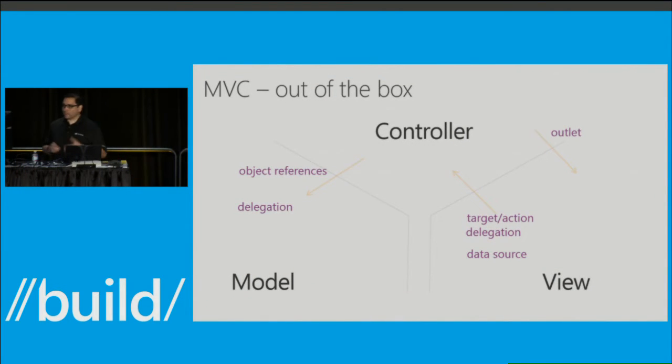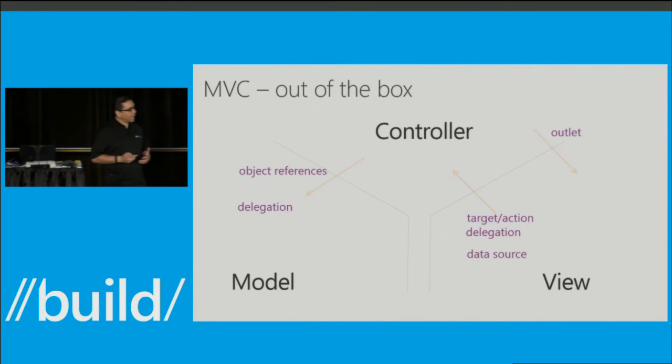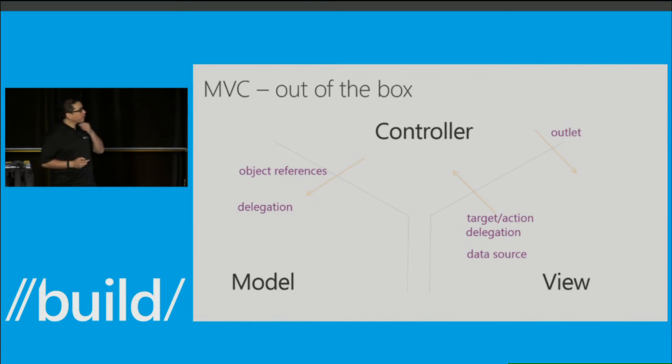Moving on to patterns, I cannot talk about patterns without obviously talking about MVC. This is my simplified version of MVC, so this is kind of how I think about it. We have model, view, controller. We use outlets to communicate between controller and the view, and we use target-action pairs and delegation to communicate back and forth between the view and the controller.